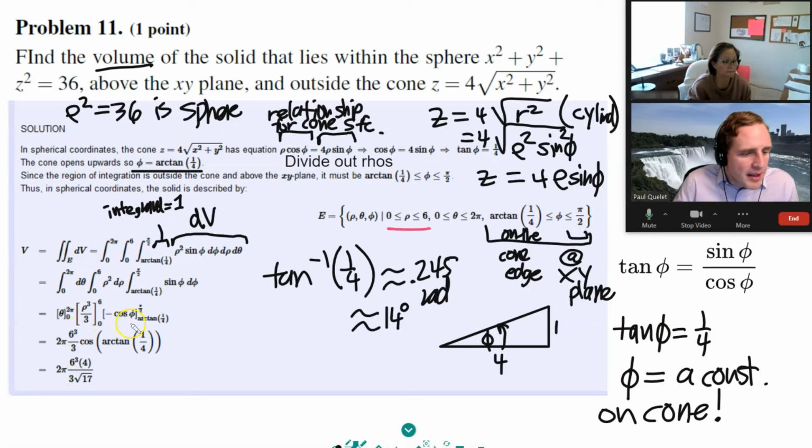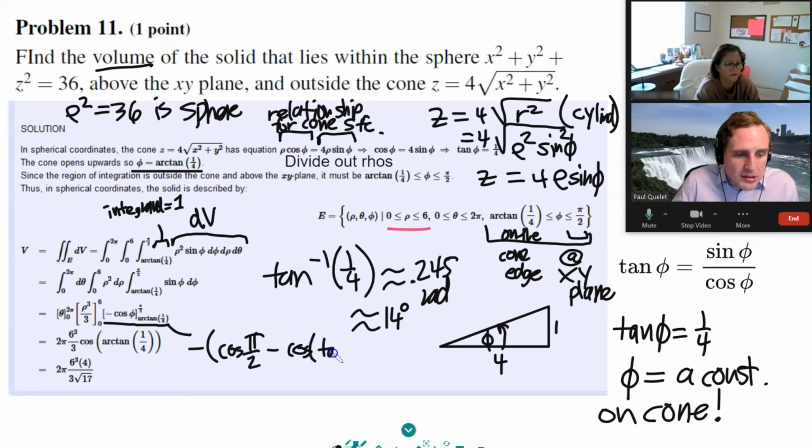And then let's think about this last integral. So the integration of sine is negative cosine from pi over 2 to arctan of a quarter. Cosine of pi over 2 is 0. So we just do minus the negative. So let me break this part down. That's why it ends up being positive. Because this is negative of cosine of pi over 2 minus the cos of arctan of 1 over 4. Okay, so this right here is 0. But then negative and negative make positive.